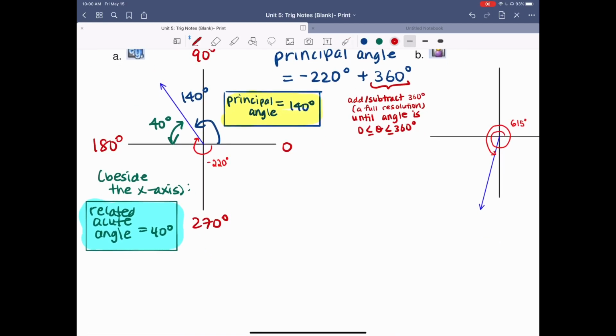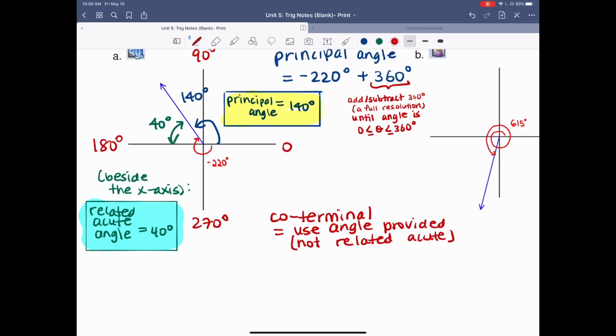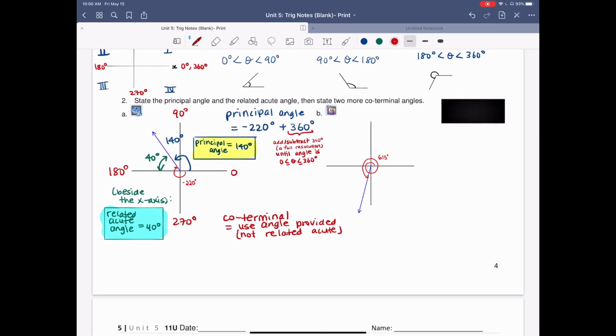Okay, next, let's find the coterminal angles. A tip is to use the angle provided and not the acute angle. The related acute angles help us solve other things in the future, but in terms of stating what our angles are, it's not needed right now. So remember, the coterminal angle, that's my Ferris wheel example. I can rotate another 360 degrees or go back 360 degrees and get my answers.